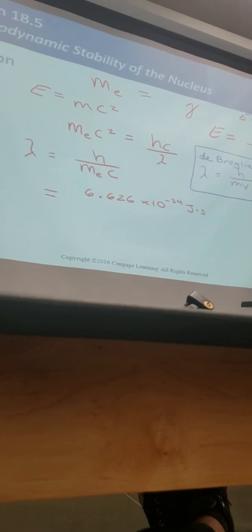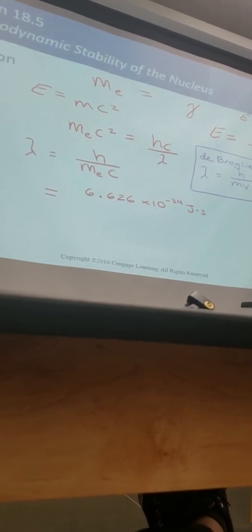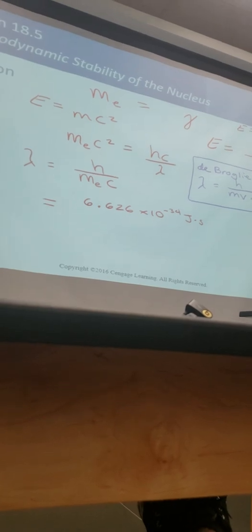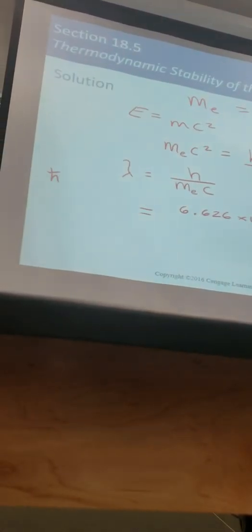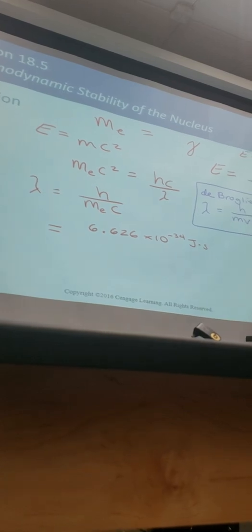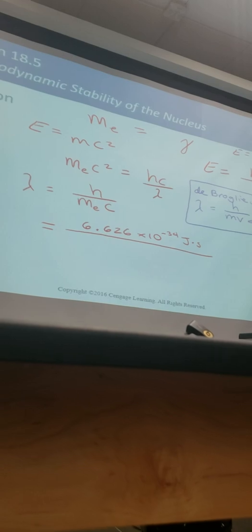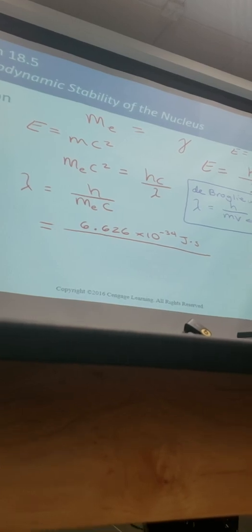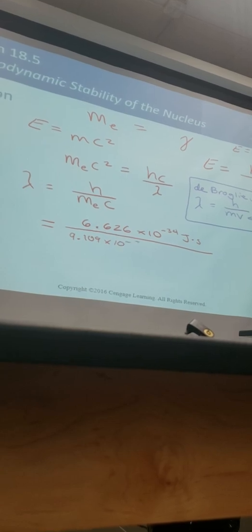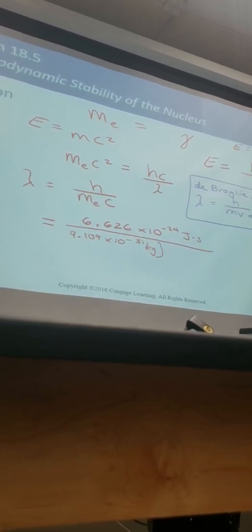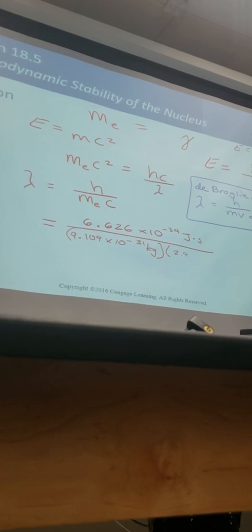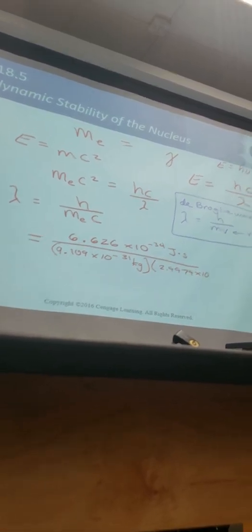Do you have h bar in there too? I have a bunch of random constants. Okay, sometimes there's h, but then there's also another one, h bar, which is h over 2 pi, I believe. No, I'm Planck's constant. Just that one? Okay. Massive electron, I had that written down: 9.109 times 10 to the negative 31. Yeah, and I had that one on the previous line. And then 2.9979 times 10 to the 8 meters per second.